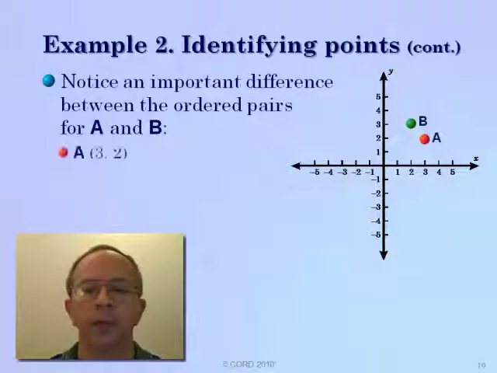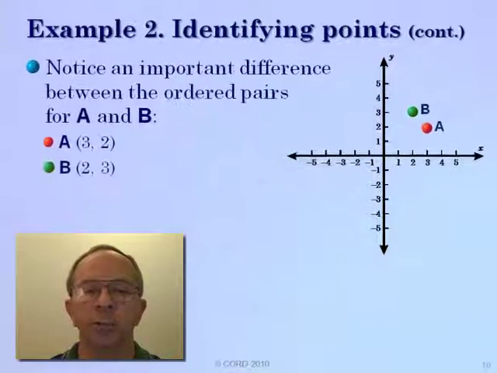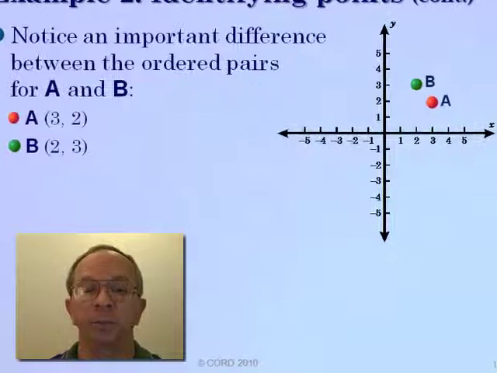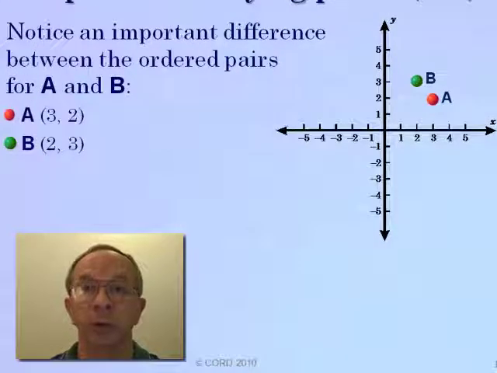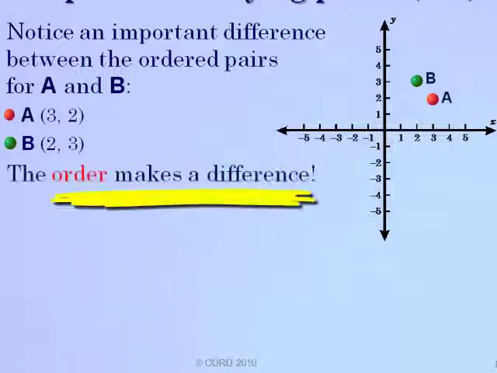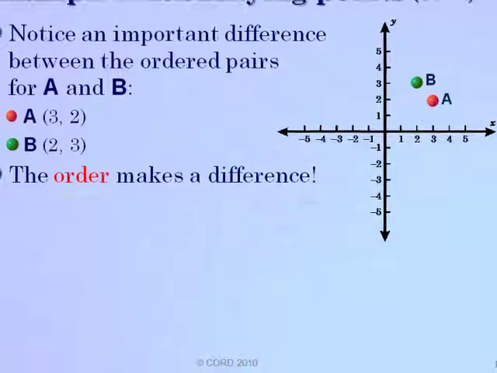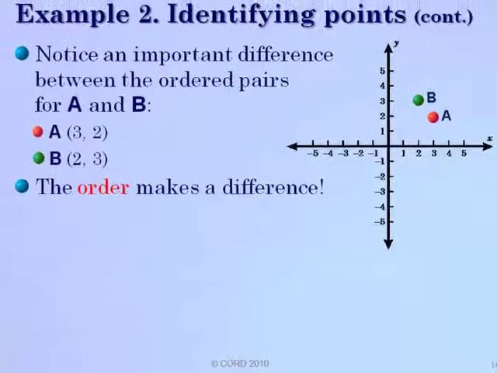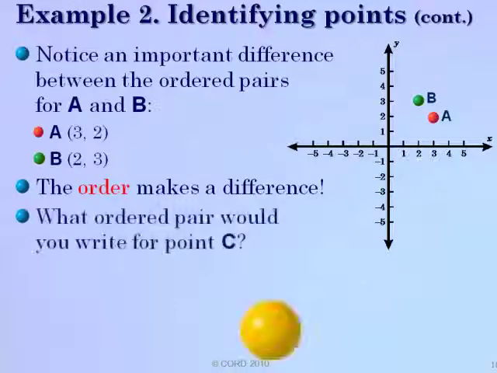Continuing example 2, you'll notice an important difference between the ordered pairs A and B. A is 3, 2, and B is 2, 3. Order makes a difference. That's why we call it an ordered pair. The first value is always the x coordinate, and the second value in the ordered pair is always the y coordinate. What ordered pair would you write for point C?